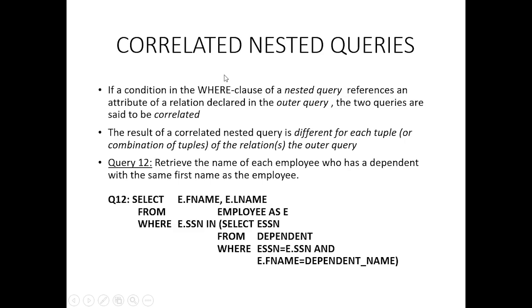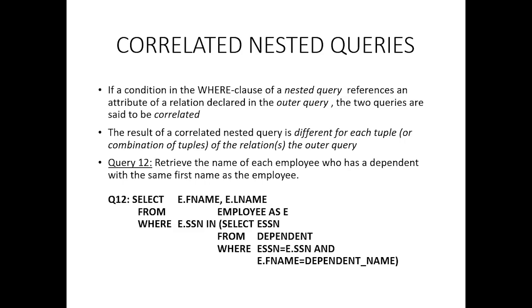So we have a condition in the where clause of this nested query, and if that references an attribute of a relation declared in the outer query, then these two queries are said to be correlated. And the result of a correlated nested query is different for each tuple of the relation of the outer query.